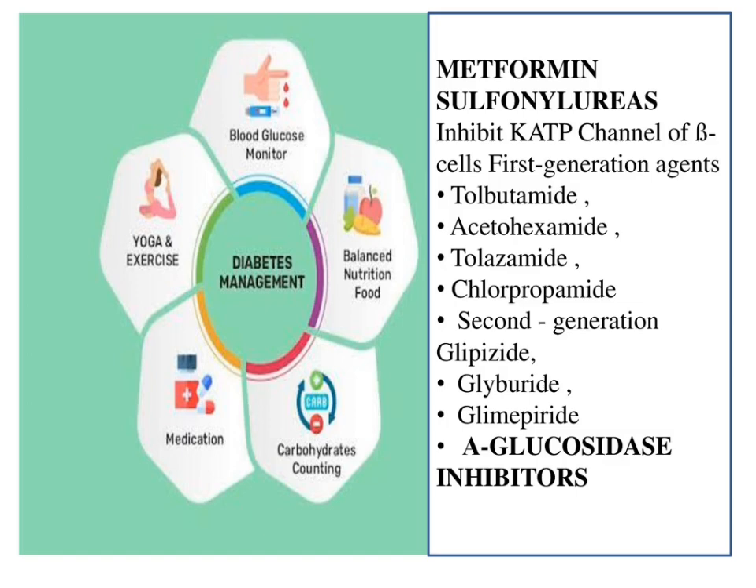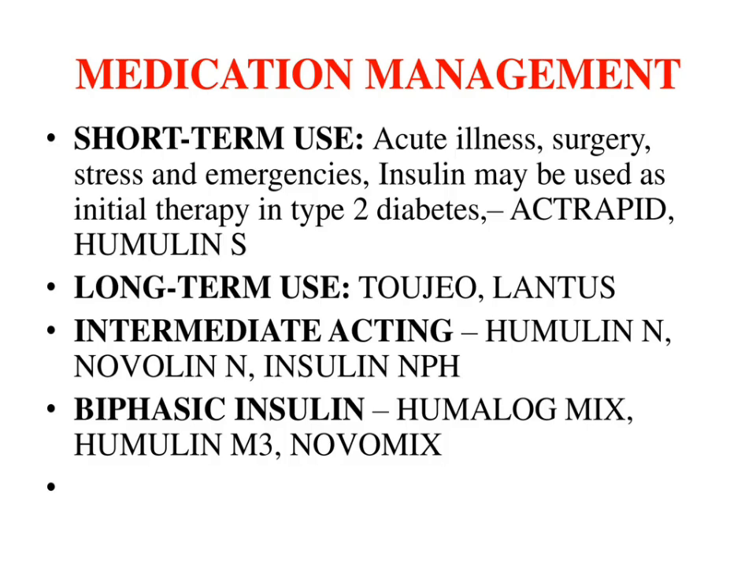First, oral medication: metformin, sulfonylureas, tolbutamide, acetohexamide, tolazamide, chlorpropamide, second generation glimepiride, and alpha-glucosidase inhibitors. All those are oral medications. And then insulin therapy. Insulin therapy is based on the needs of the patient.